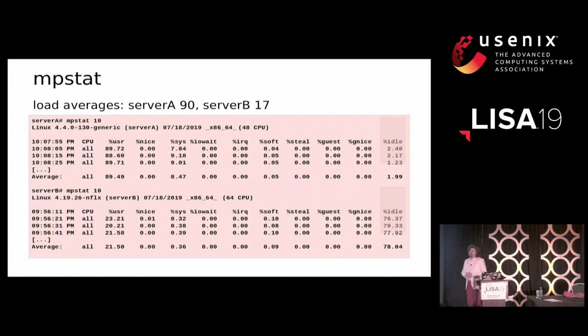I already knew that the load averages were quite different between the two servers. Server A had a high load average of 90, server B had a load average of 17. Using mpstat, I could see there was a difference where server A was almost completely at CPU saturation. So the idle time was about 2%. Server B had plenty of idle time. So I can see there's only about 25% of CPU utilization. Now remember, server B is running the application faster. The latency for the requests is 3 times smaller.